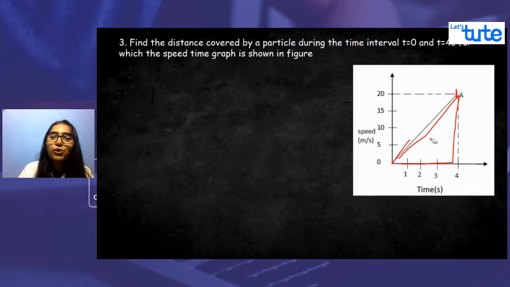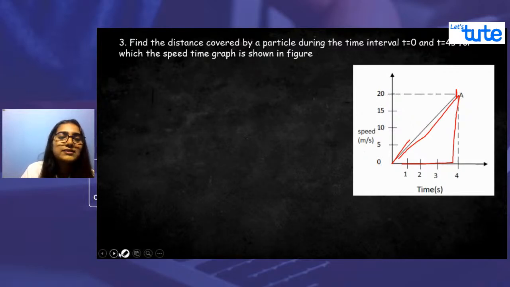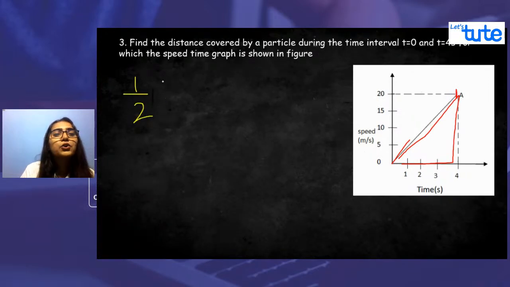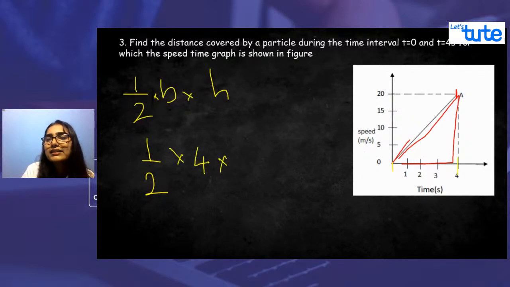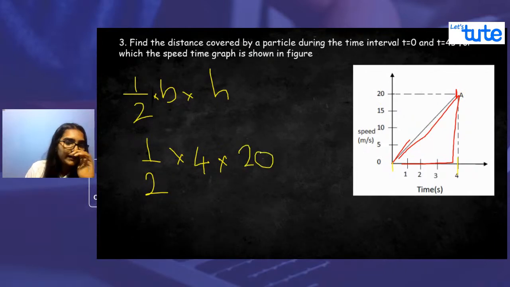The answer is, both of you are correct. The answer is half into base into height. So come on, help me. It's half into base into height. That is, half into the base. Let's look at the base. The base is from 0 to 4. That is, the base is 4 into height. Look at the height. The height is 20. So I'm just going to substitute 20.